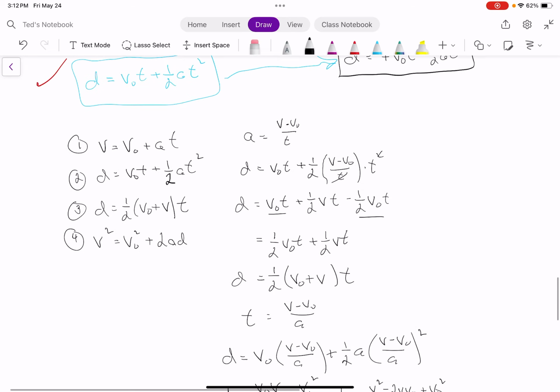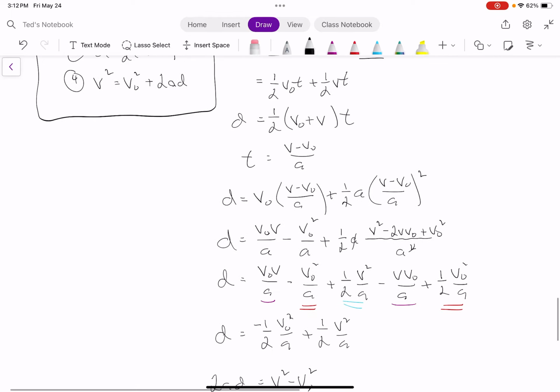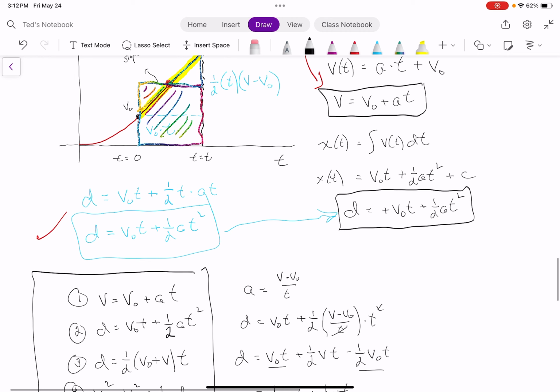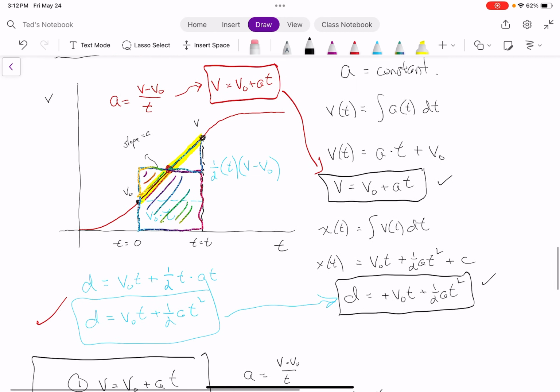And these four equations are the ones that we will be using to solve constant acceleration problems. And they come from these two equations, which we can get either from calculus or from looking at a graph of velocity versus time.